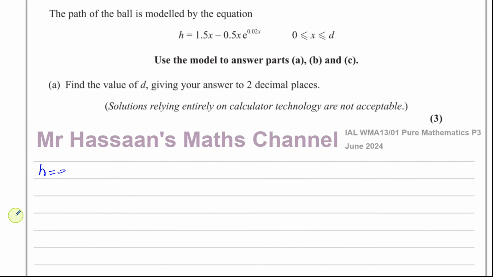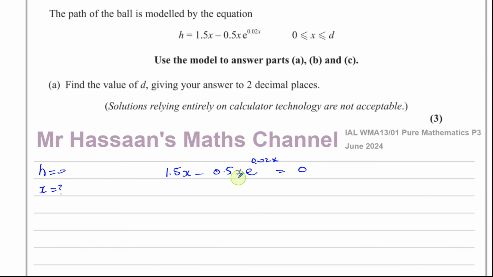So what we're going to do is say, when h equals 0, we're going to find what x is. We'll probably find 2 values of x. One of them will be when it was hit, one of them will be when it hits the ground, and that would be our d value. So when we put h equals 0, we get 1.5x minus 0.5x times e to the power of 0.02x, and that's equal to 0. So we're going to find when its displacement is 0, when it's on the ground.